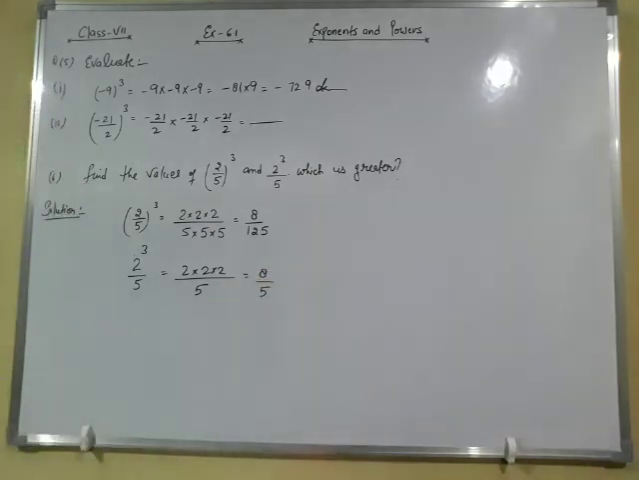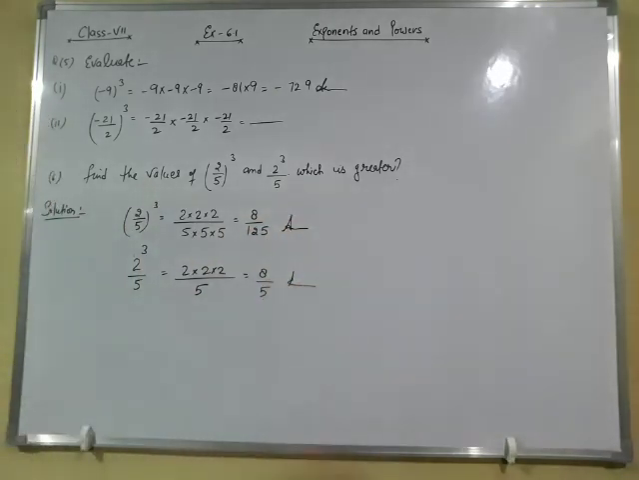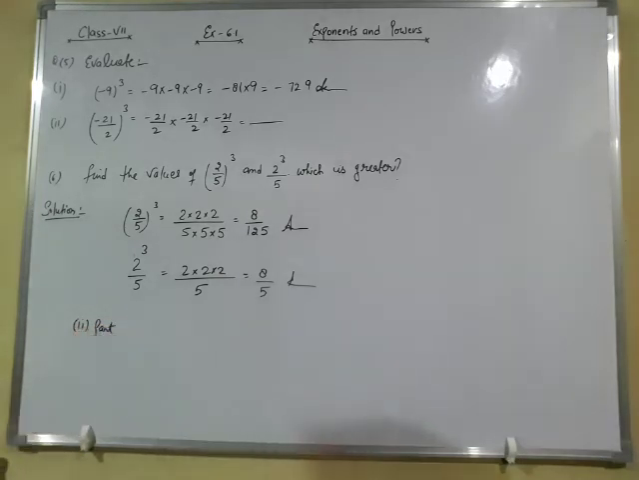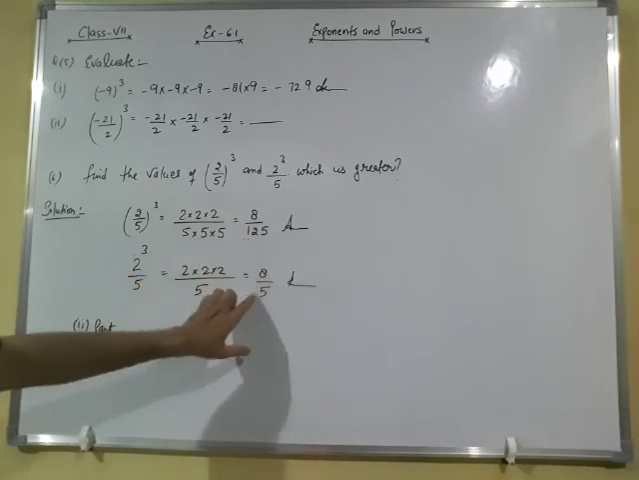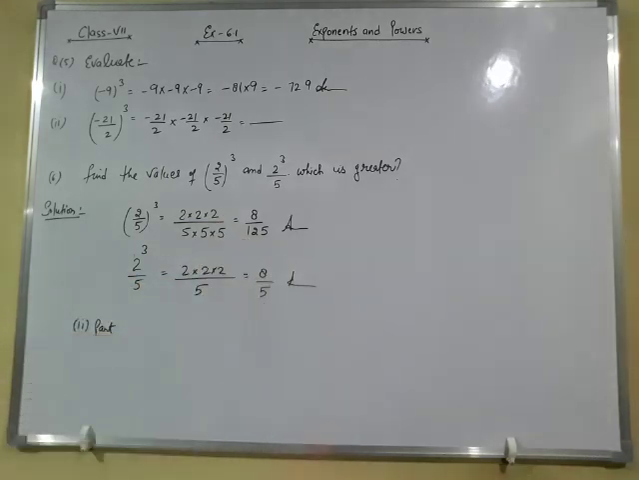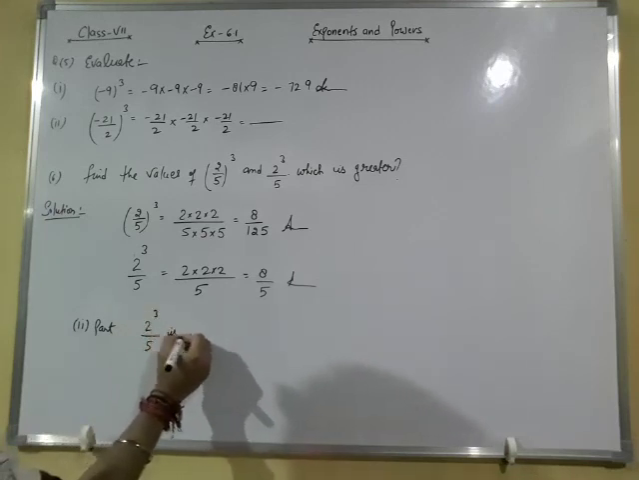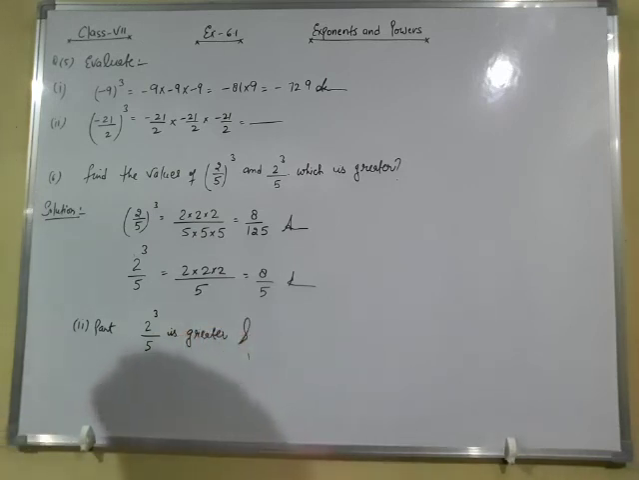Now these are the values. In the first part we have to find the values, and these are the values. In the second part we have to tell which is greater. Second part, here in the first, 8 is divided by 125, and here 8 is divided by 5. So it is clear, 2 raised to the power 3 upon 5 is greater. Answer. So today you have to complete question number 4 and question number 5.